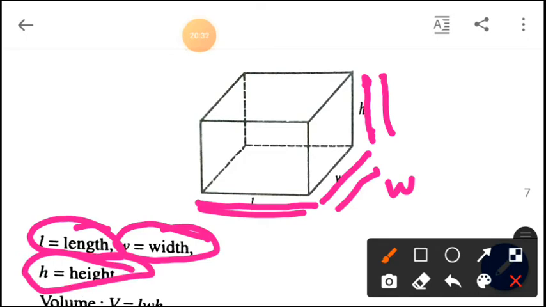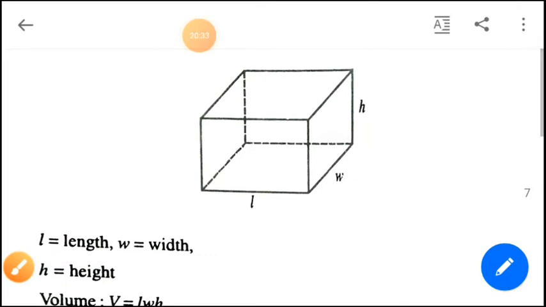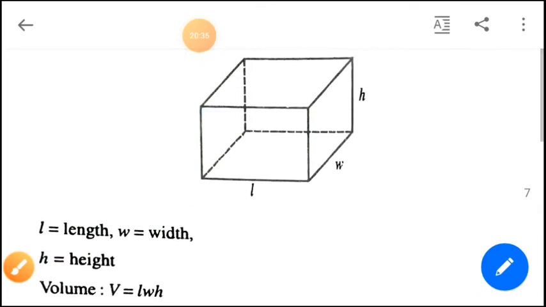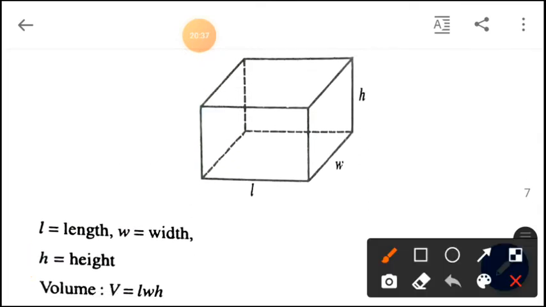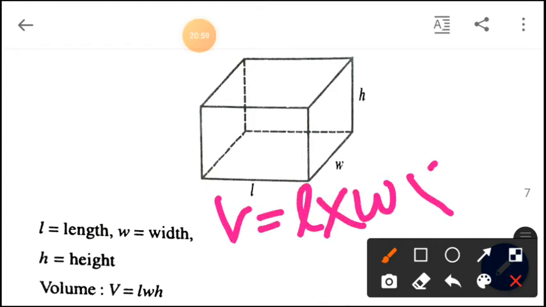This is a cuboid. If we want to find the volume of this three-dimensional figure, for two-dimensional figures we have only area, for three-dimensional figure it has some volume. So volume V is equal to length into width into height.